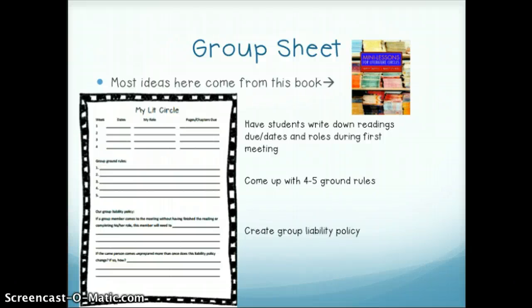And then the bottom of the page is our group liability policy. Each group has to figure out what's going to happen if someone doesn't bring his or her materials to class. So if we're depending on Johnny to be the discussion director, but Johnny decided he was going to stay up all night playing Call of Duty instead of writing down his discussion questions and reading, there has to be some kind of a consequence. Otherwise, there's not going to be any kind of follow through. So they have to figure out, first off, what happens on the first offense, and then they have to decide what happens in subsequent choices when they're not doing their work.